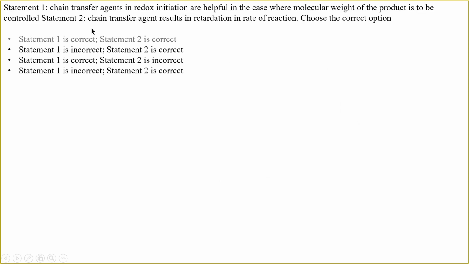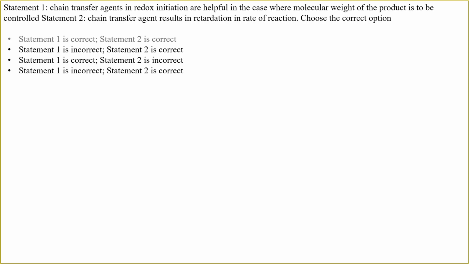Moving on to the next question. We have two statements here. Statement one says that chain transfer agents and redox initiation are helpful in the case where the molecular weight of the product is to be controlled. And statement two is that chain transfer agents result in retardation in the rate of reaction. Choose the correct answer. Chain transfer reagents, as we know, transfer the activity of one active polymer chain to another, and in redox initiation they are helpful in cases where the molecular weight of the polymer is to be controlled.